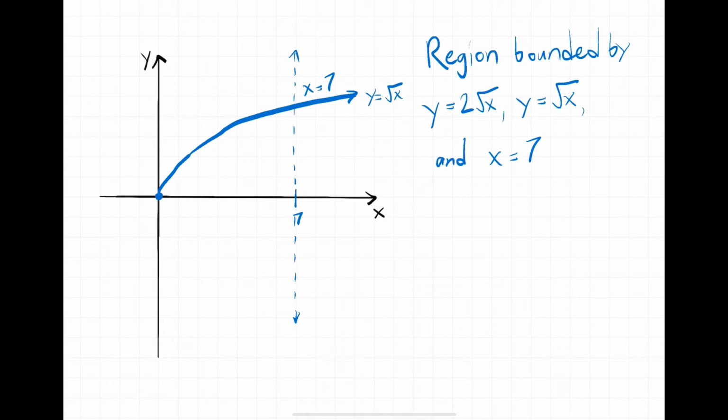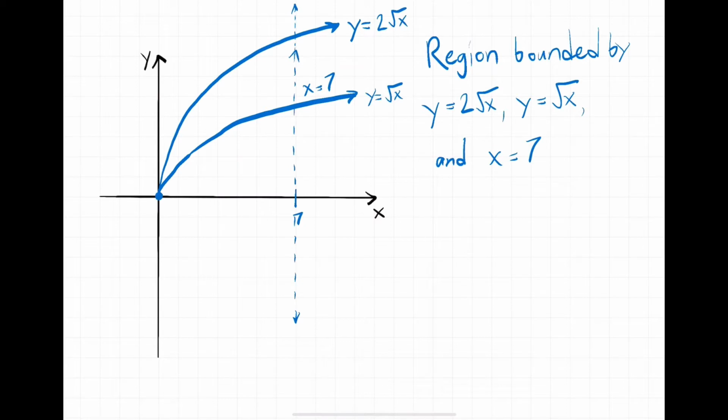For y equals 2 root x, that's just a transformed version of the graph we just drew. It's been stretched upward by a factor of 2, so it still starts at the origin, but it's going to go up a little higher and curve over like this. And I'll extend my line here to reflect that. This is y equals 2 root x.